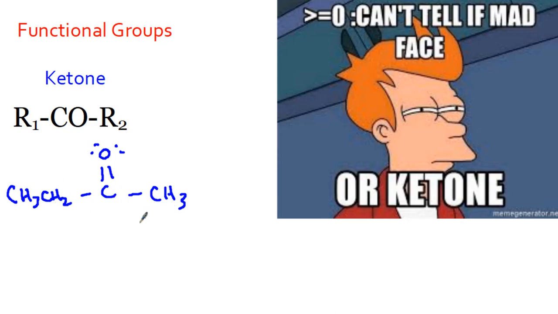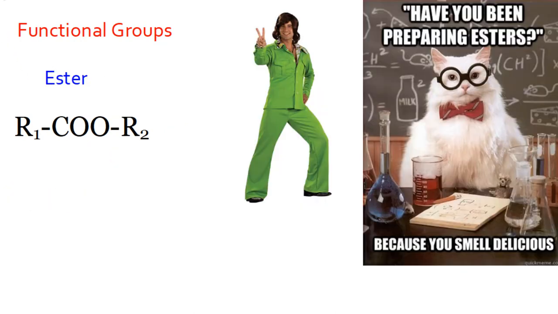You can see right here, this would actually be 1, 2, 3, 4 carbons. There's many different ways to name these. You just have to recognize the ketone. And obviously, with the C double bond O, we have dipole-dipole attractions there for ketones.